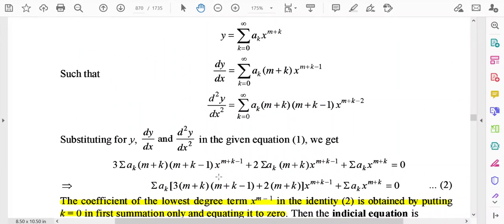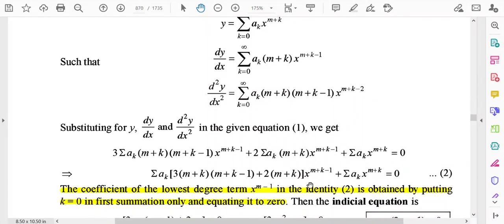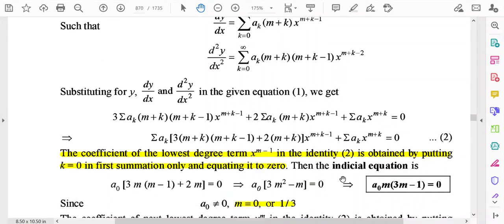So you have to simplify it, because you see here there is a power of x to the power m plus k minus 1. This is also x to the power m plus k minus 1. Then you have to take it common. So this is the coefficient for the x to the power m plus k minus 1, and this is x to the power m plus k. Ak is the coefficient for the x to the power m plus k. So after simplification, we are obtaining this equation in summation format.